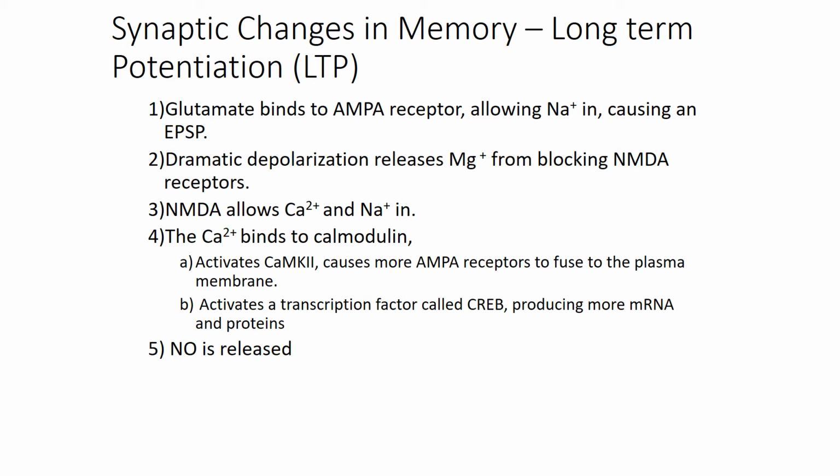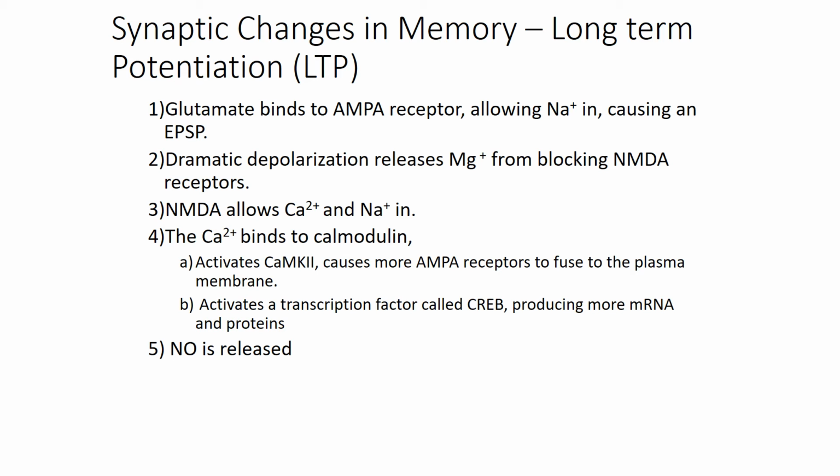All right, so when glutamate binds to these AMPA receptors on the postsynaptic cell, this allows sodium to come in, causing an excitatory postsynaptic potential. Okay, so it's getting closer to threshold. So when we have depolarization, this is going to release magnesium from blocking these NMDA receptors, which is short for N-methyl-D-aspartate receptors. And so the NMDA will allow calcium and sodium to come into that postsynaptic cell.